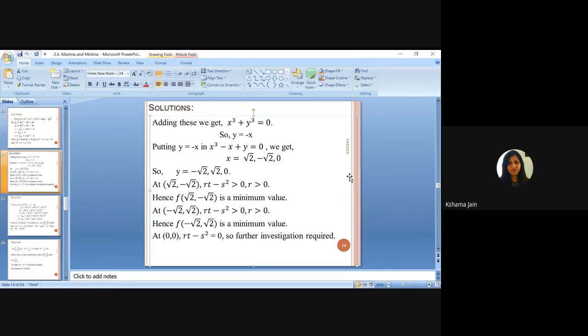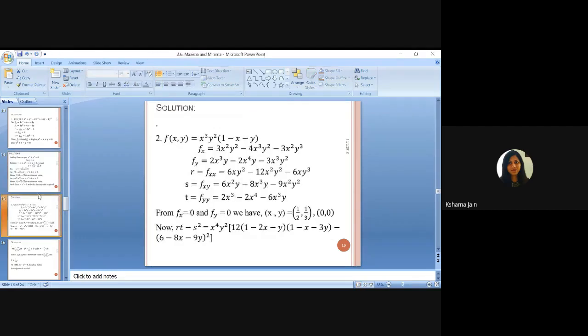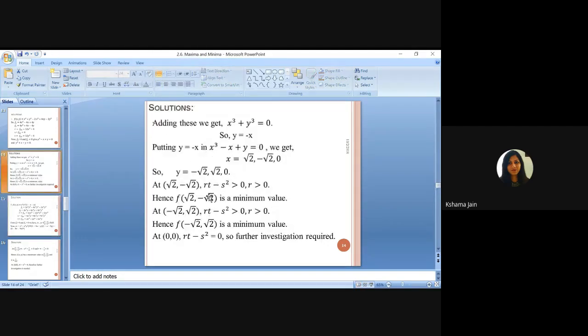If less than 0, saddle point, and if equal to 0, doubtful case, like this. So here we will check that rt minus s square is what. It is not completely solved in this slide, I think. Yeah, it's not solved completely, sorry. But you will try like this.